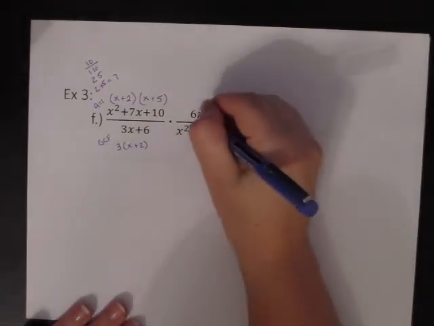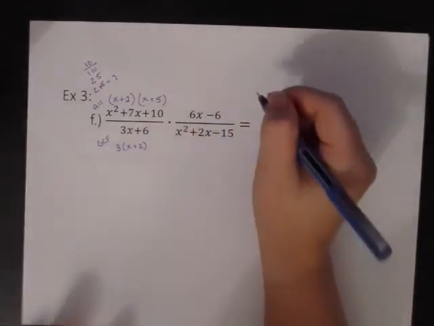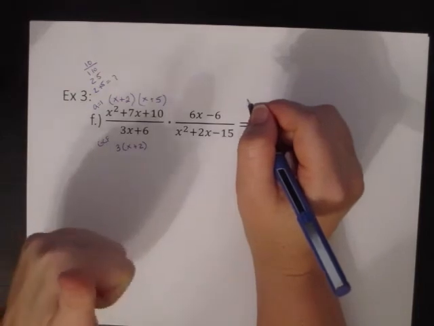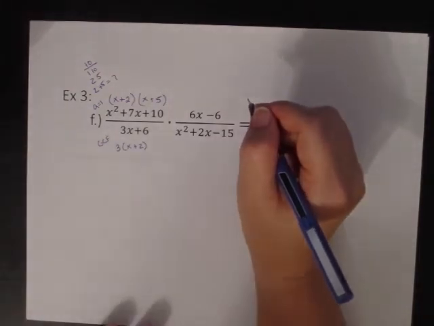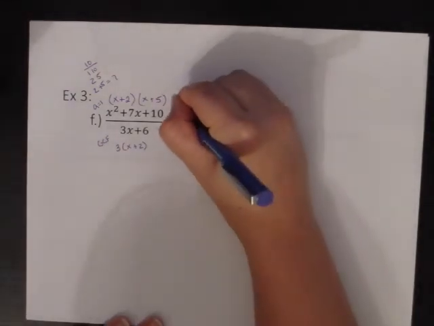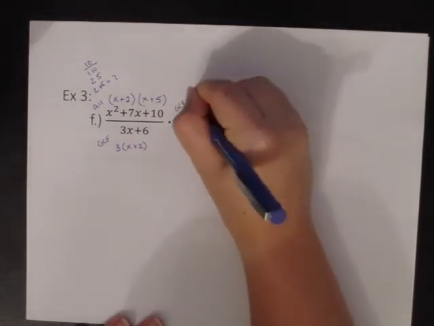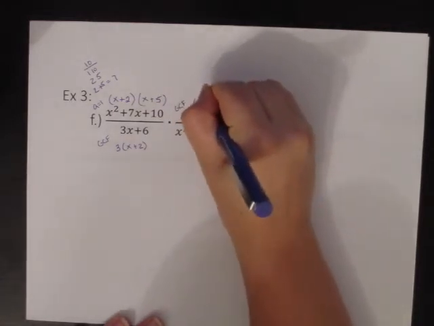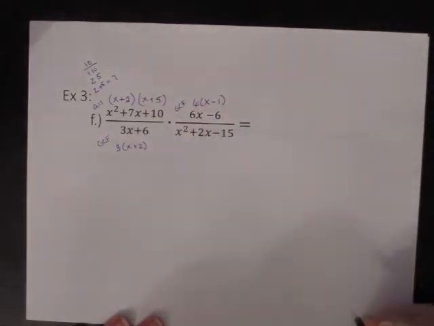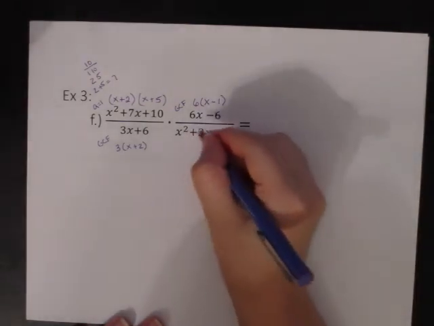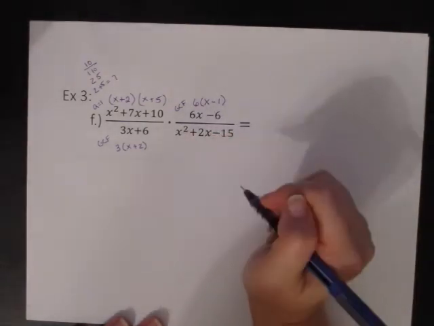Okay, up here, I got 6x minus 6. Two terms, so when it's two terms, it either can be a GCF or it could be a difference of perfect squares. Again, this is a GCF, so I can pull out a 6 and I'm left with x minus 1. And then I've got x squared plus 2x minus 15.